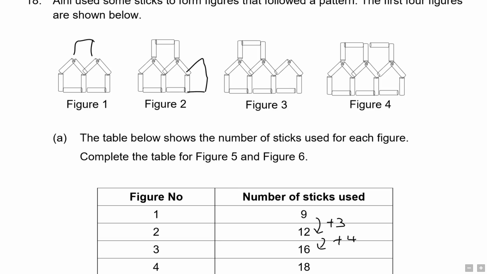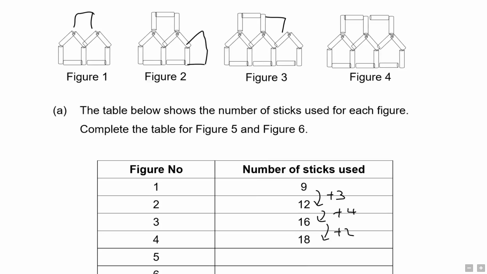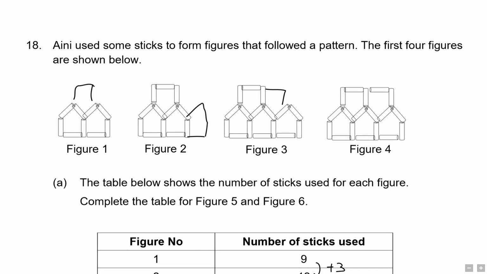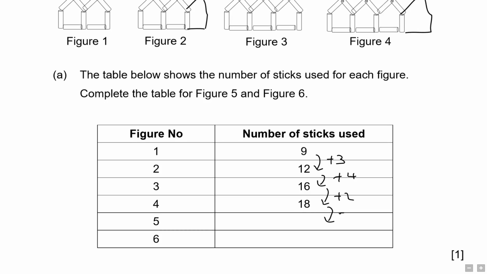Now, in the next figure, instead of adding a new house, what did they do? They add a new roof. Adding a new roof, 1, 2. So, notice the number jumps up by 2. Now, for figure 5, what do you think? Will they add a house or will they add a roof? A new house, sorry. Right? So, it will be 1, 2, 3, 4. So, they're going to add another 4 again. So it will be 22.